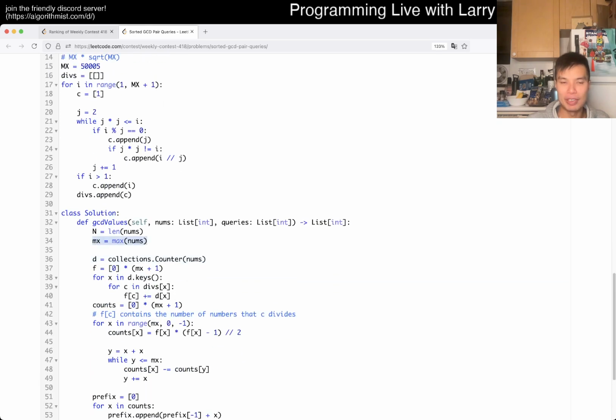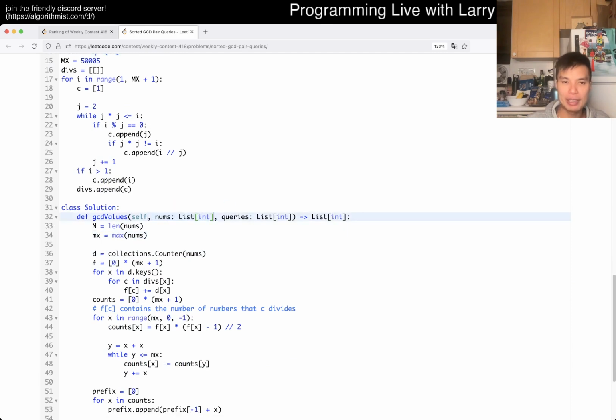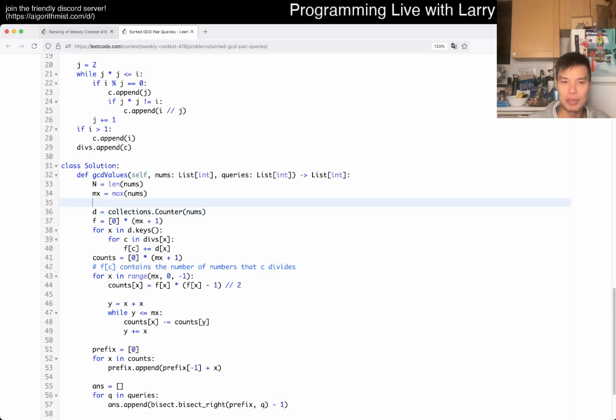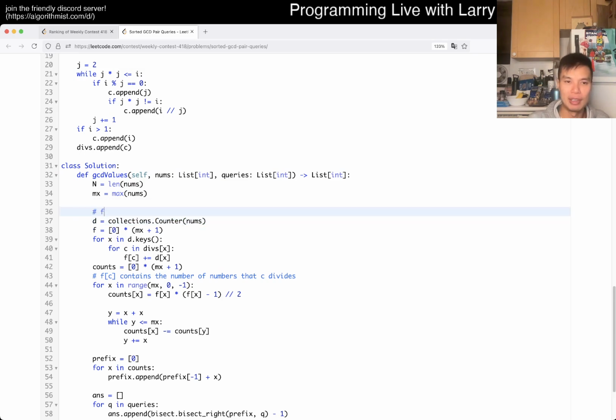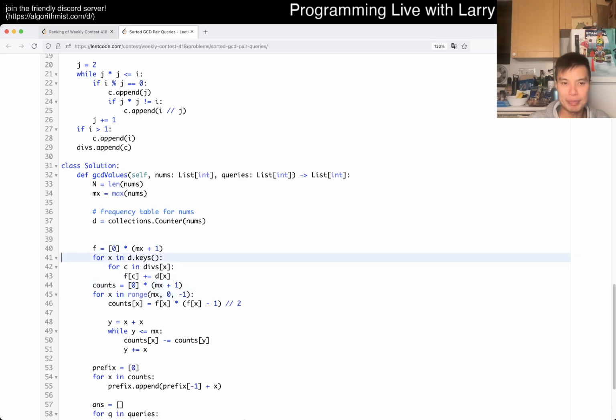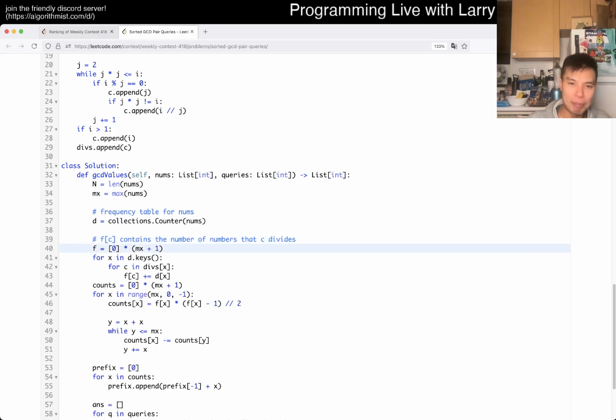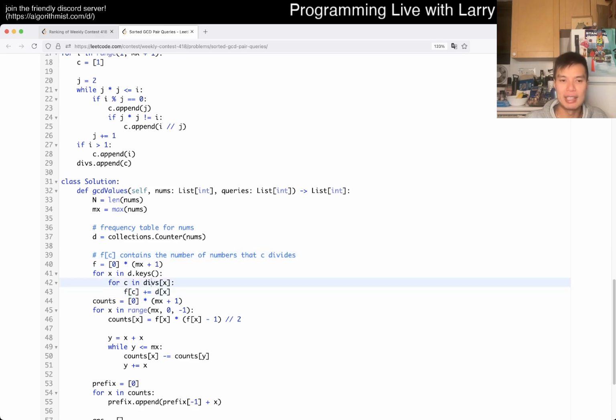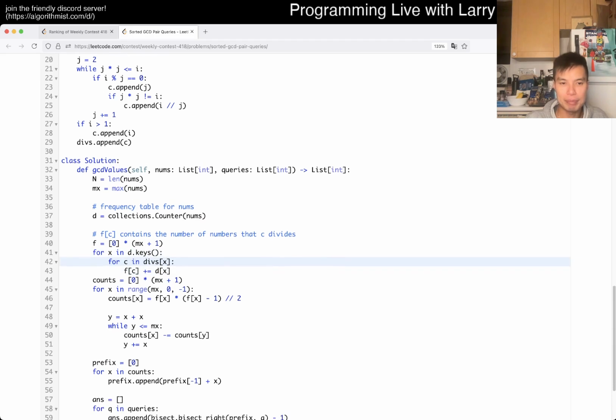Okay, and then now we have a little max for the max of the current set of numbers for the current inputs. D for the number of frequency. We just basically do a frequency table for nums. And then F of C is the number of numbers that C divides in the input. So given these inputs, F of C is the number of things that C divides. And we just do it very naively with the divisors, right? For each divisor, we just increment it by that number of X. I mean, we already did this, so it's fine.